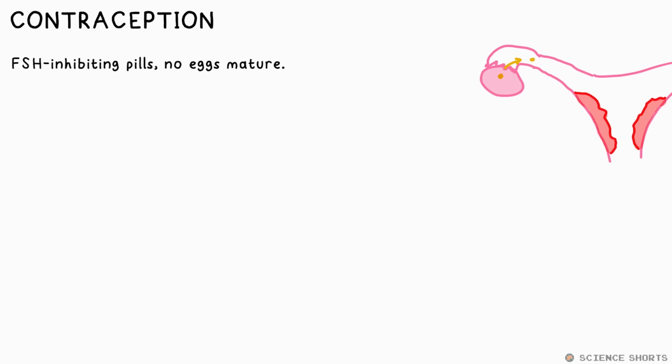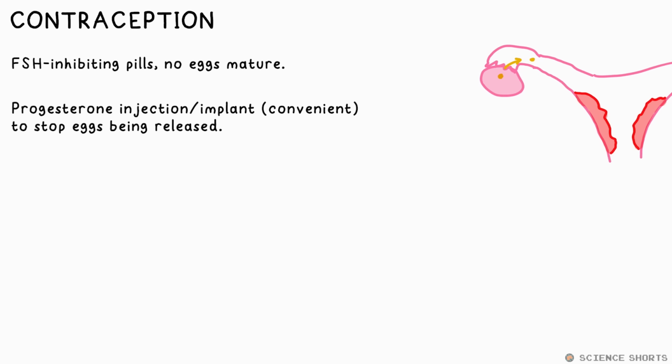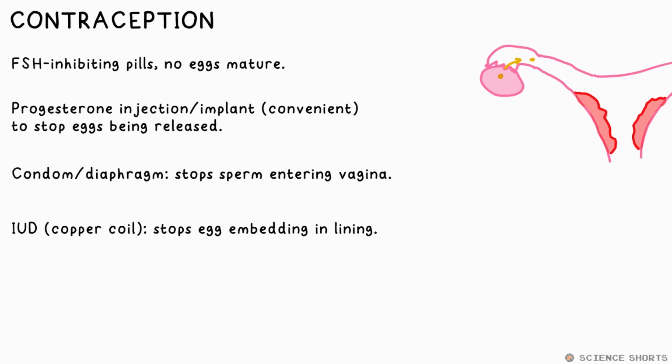Contraception options include pills that inhibit FSH production, so no eggs mature, progesterone injections that stop any eggs from being released, or you can just have an implant that slowly releases this over months or years if needed. Condoms for men and diaphragms for women are simple barriers to stop sperm from reaching an egg. An IUD, an intrauterine device like a copper coil, prevents a fertilized egg from implanting in the lining.